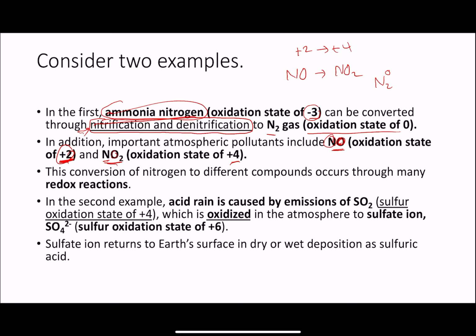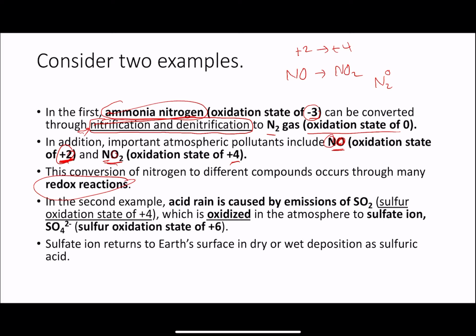This conversion of nitrogen to a different compound occurs through many redox reactions. So this is what will happen, and that's the control now. You could control precipitation. You could control volatilization. You could control adsorption by controlling redox reactions.